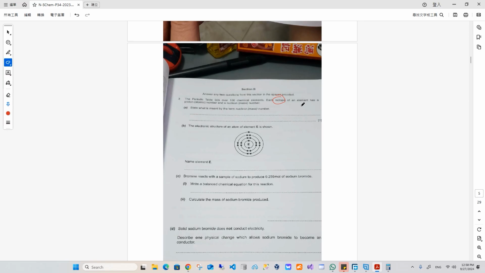So that's the isotope. They just tell you what is an isotope. I thought we were supposed to remember.